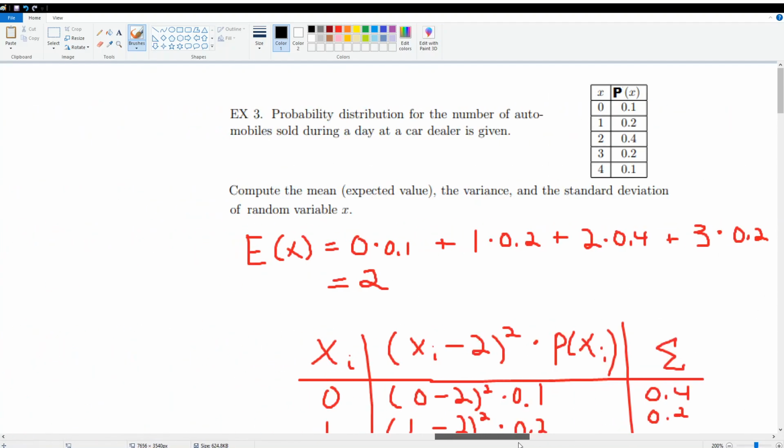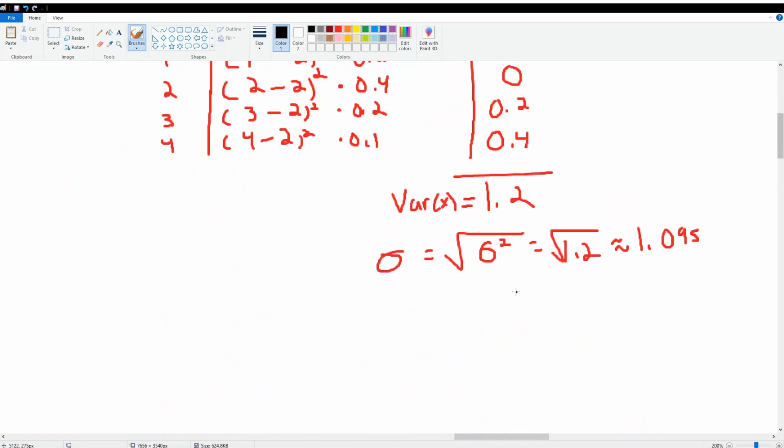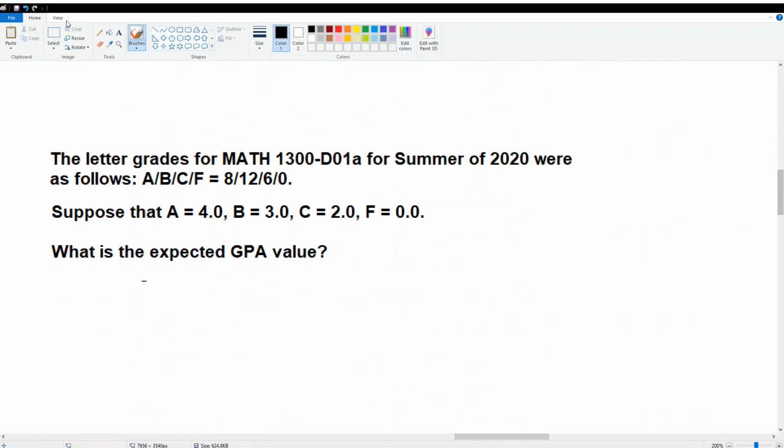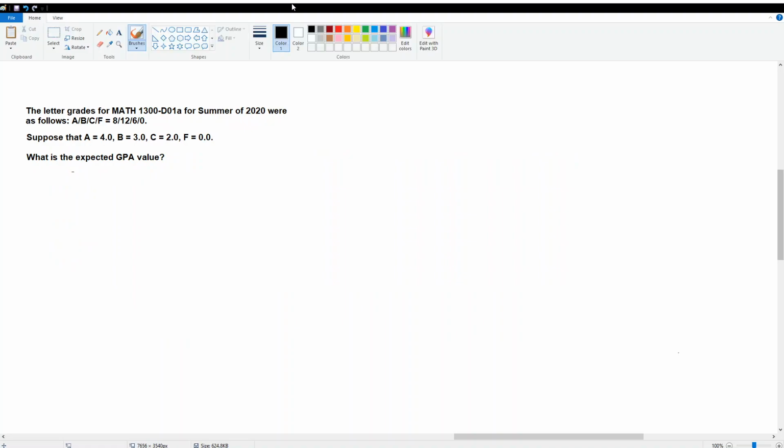Finally, let's do another real-world application. College. So, let's talk about a math course called Contemporary Math, 1300. It's a lower-level course. For one of those subsections, the grade distribution was 8 A's, 12 B's, 6 C's, and an F. An A is a 4.0 for GPA purposes, a B is a 3.0, a C is a 2.0, and an F is a 0.0. What is the expected GPA value for this subsection?